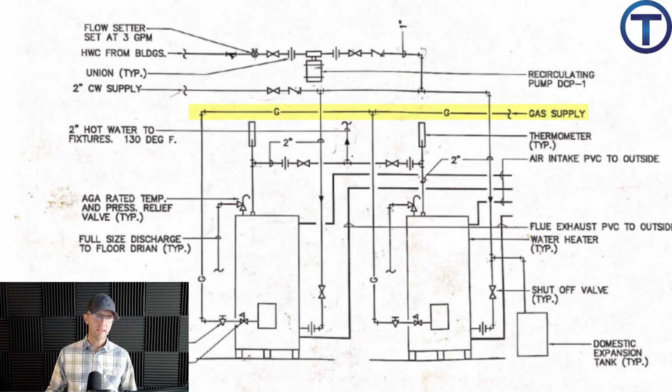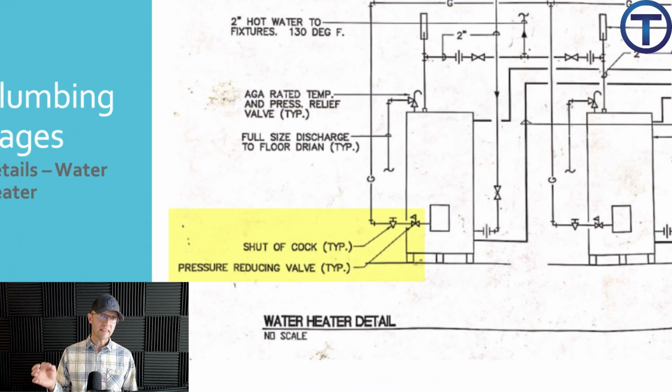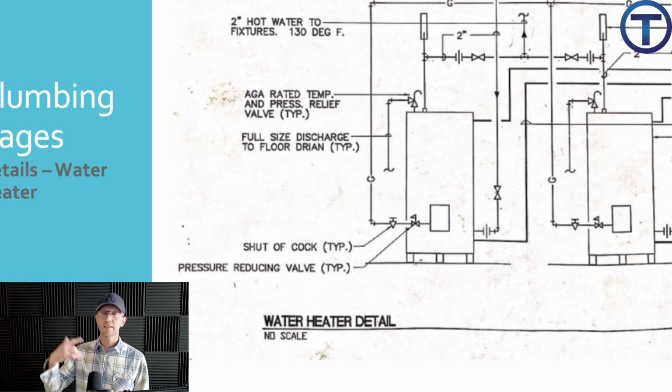Those are supplying gas to the water heaters. In this case, we have a higher pressure, so there's going to be a shutoff valve for each and a regulator for each. They call it a pressure reducing valve, but as we speak the language of gas piping, we call those regulators. But it does reduce the pressure, so there you go.